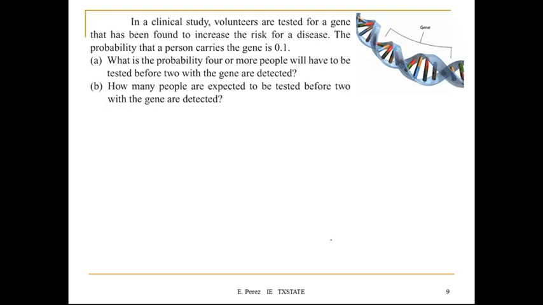Here we have, in a clinical study, volunteers are tested for a gene that has been found to increase the risk for a disease. The probability that the person carries the gene is 0.1. What is the probability 4 or more people will have to be tested before 2 with the gene are detected? 4 or more, so that's very clear, the probability of X greater or equal to 4, which is equal to 1 minus the probability of X less than 4.